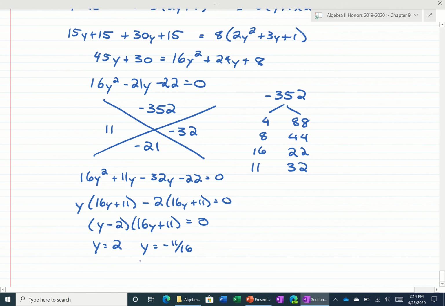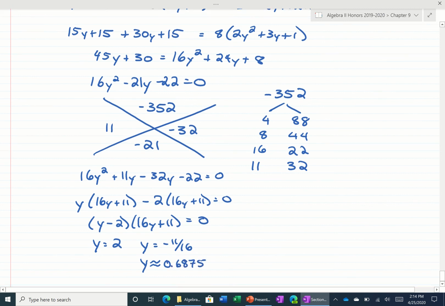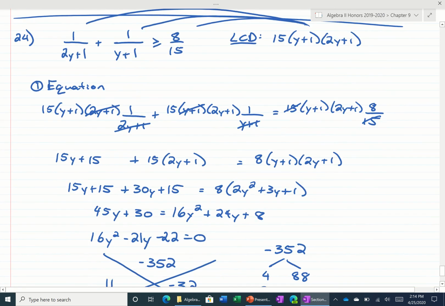the about symbol that we use. We say y is about, just one squiggly line. Two squiggly lines means, well, it doesn't really matter. Y is about 0.6875. Okay. Hey, all right, it took a while here.